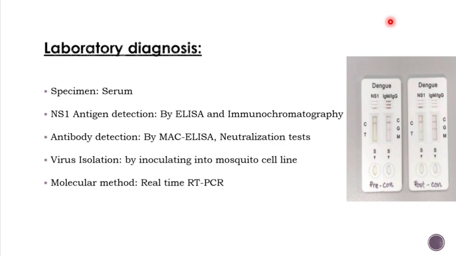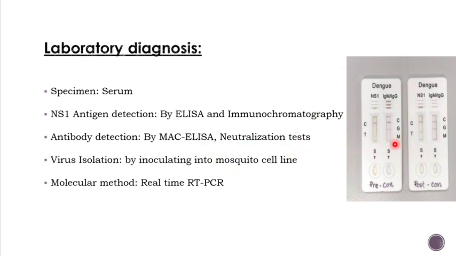Antibody detection we can do by MAC ELISA or neutralization test. The next one is virus isolation, which is not commonly used for diagnosis. It can be used mainly for research purposes. Here mosquito cell lines are used. The more specific method is the molecular method, which involves real-time RT-PCR.